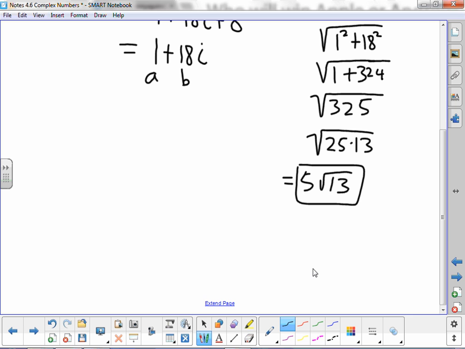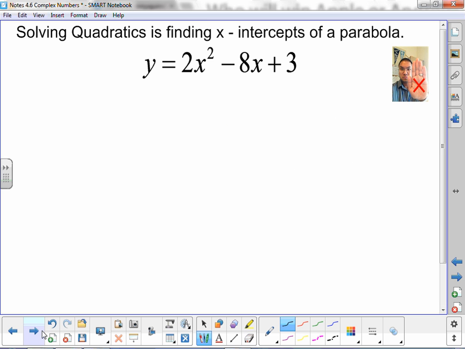So this was a two-part answer. First it said perform the operation, so we performed the operation, and then it said find the absolute value of that complex number, which is this one. So this is simplified. This is if we were to find the distance of this number from 0.